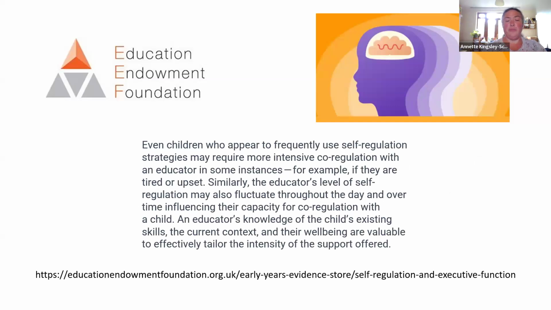And even children who appear to frequently use self-regulation strategies may require more intensive co-regulation with an educator in some instances. For example, if they're tired or upset. Similarly, the educator's level of self-regulation may also fluctuate throughout the day and over time influencing their capacity for co-regulation with a child. An educator's knowledge of the child's existing skills, the current context, and their well-being are valuable to effectively tailor the intensity of the support offered.